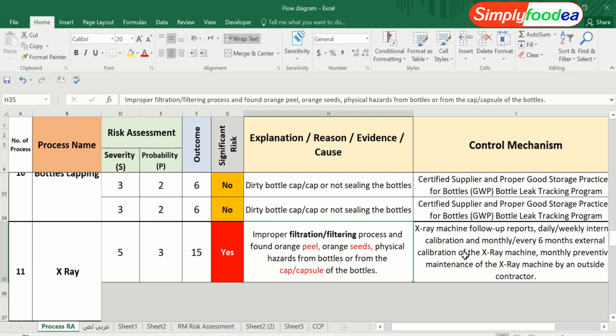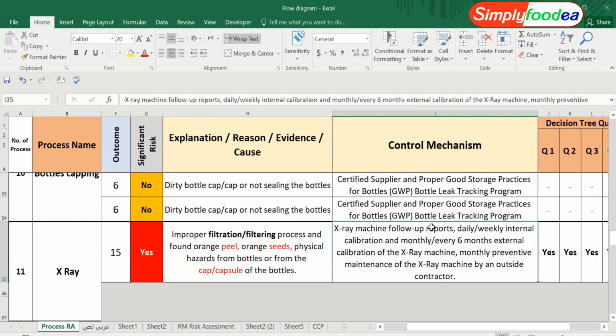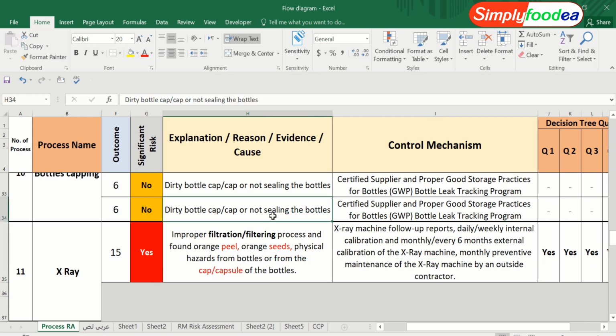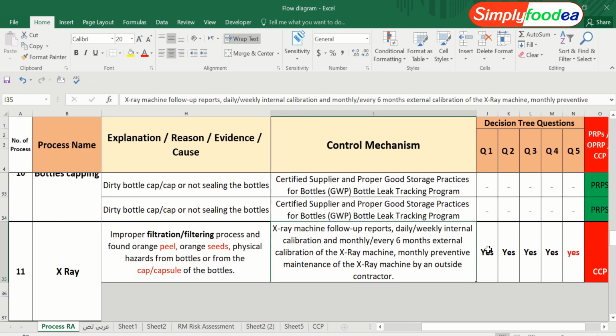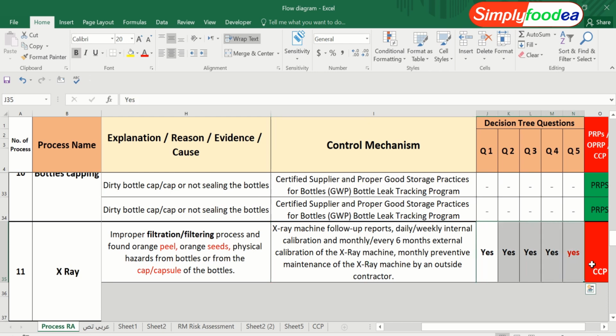Okay, so the control mechanism is very important. Let me tell you one secret. Each cause must have its control mechanism, and each control mechanism must have its periodic check. Simple as that.